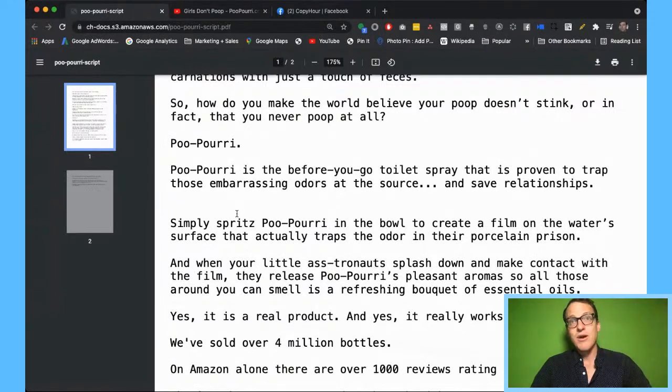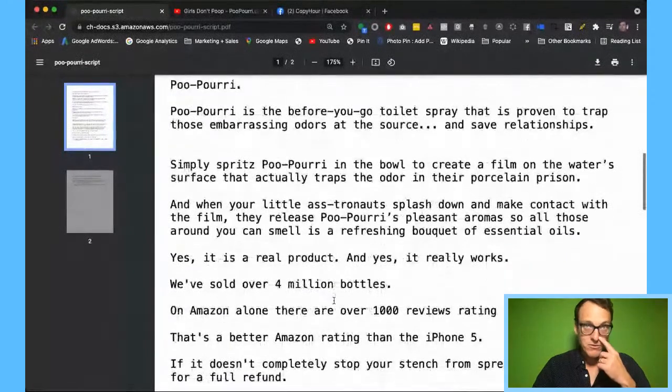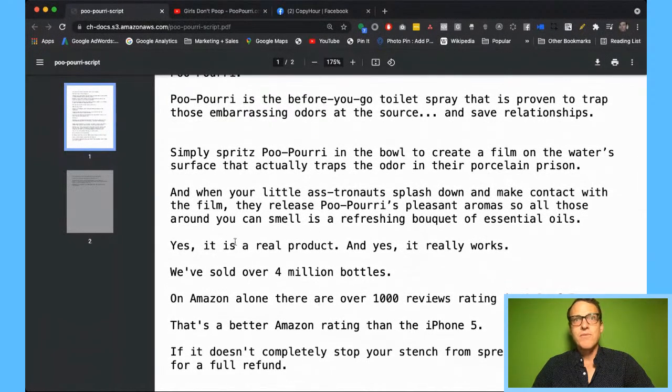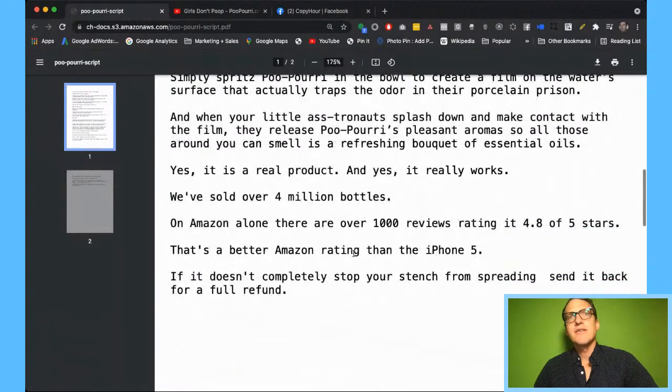So then we introduce the product. And now we're going to talk about the features and the benefits of the product. We might even discuss the USP. "Poopery is the before-you-go toilet spray that is proven to trap those embarrassing odors at the source and save relationships. Simply spritz the bowl to create a film, and then your little astronauts splash down and make contact with the film. They release Poopery's pleasant aromas. Yes, it is a real product, and yes, it really works."